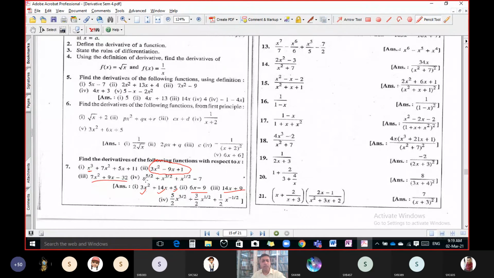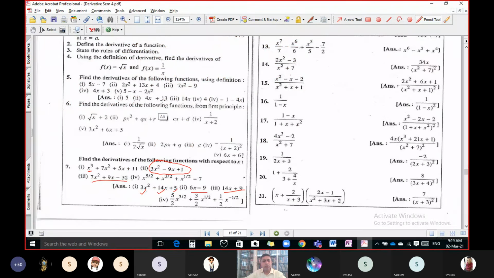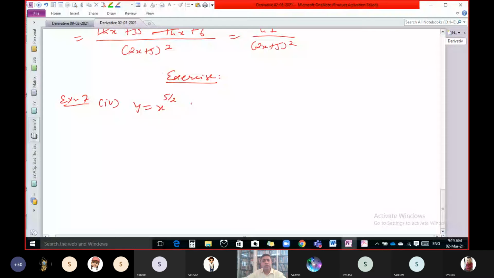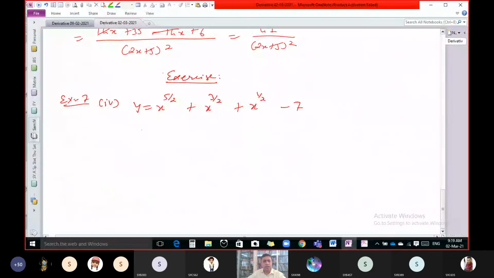Okay, now let us take this example. y equal to x raised to 5 by 2 plus x raised to 3 by 2 plus x raised to 1 by 2 minus 7. This is the question. Now let us find out the derivative. dy by dx. Tell me the derivative of x raised to 5 by 2.